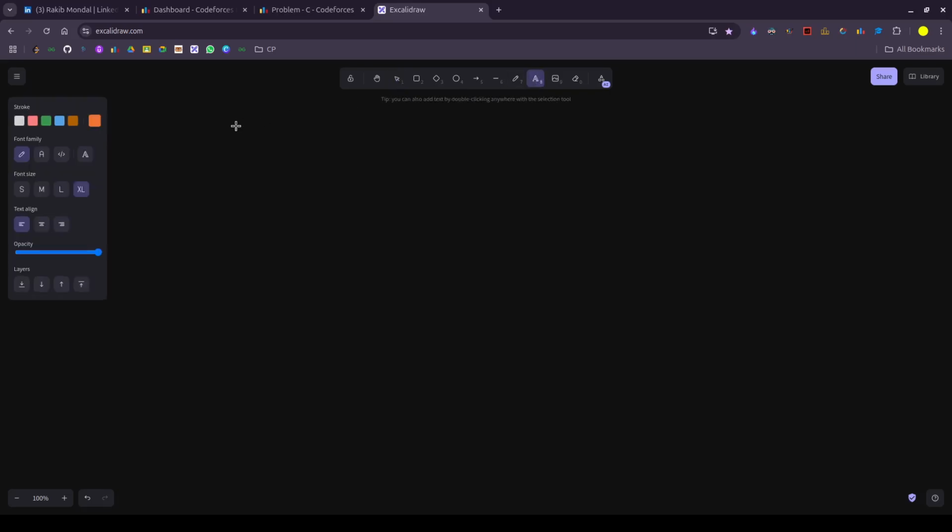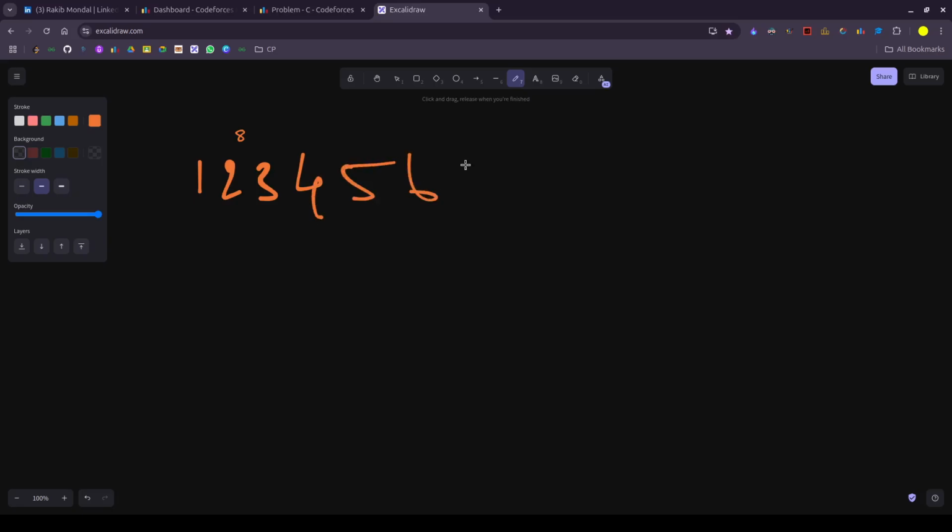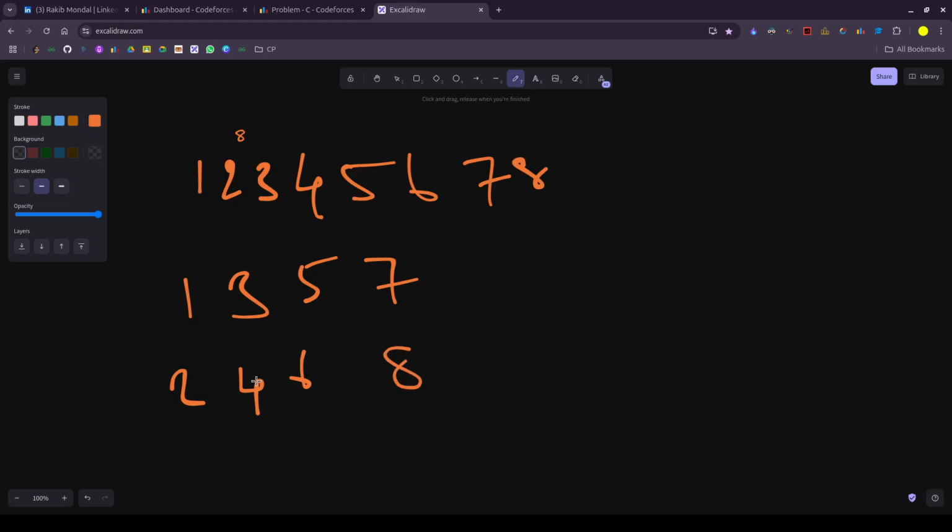Like let's finalize with this example. Like if it is 8, we are having a set 1, 2, 3, 4, 5, 6, 7, and 8. So the odd values are 1, 3, 5, 7. And the even values are 2, 4, 6, and 8. Here are the odd values, so every consecutive values are composite, and here are even values. Every consecutive value is also composite.